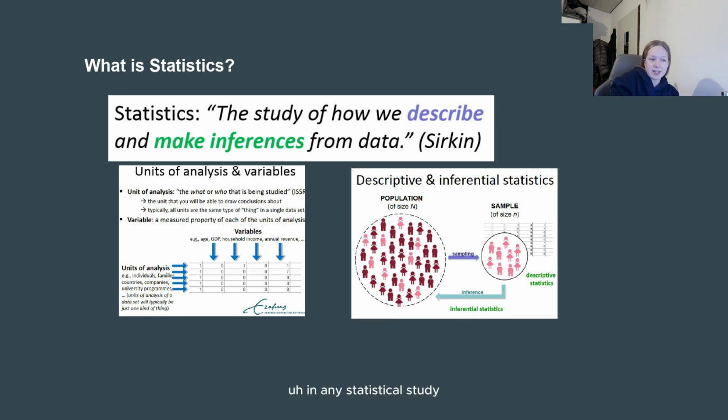In any statistical study, it's important to define the units of analysis. This refers to the what or who we are studying. It could be individuals, groups, or even entire populations. Units of analysis usually are on the left of the column, and variables are on top of each column there. There's also descriptive and inferential statistics, which is population and sample. We will talk about it a bit later.